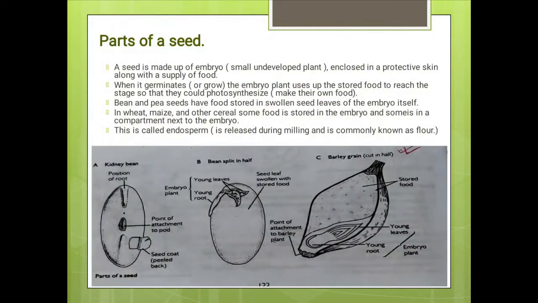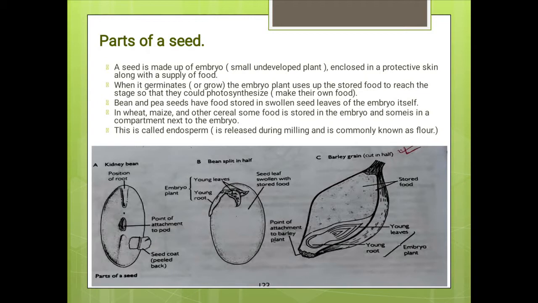Now, guys, let's quickly look into the parts of a seed. A seed is made up of an embryo, which is actually an undeveloped version of a plant, and it is enclosed in a protective skin with a food supply. This food is stored up and used when the seed is growing or germinating, so that it could reach the stage where it can make its own food by photosynthesis, okay?